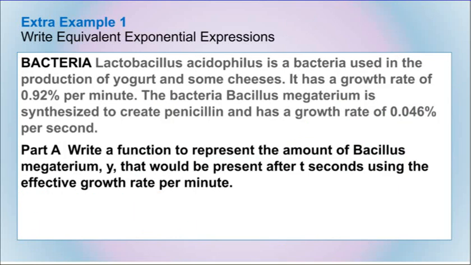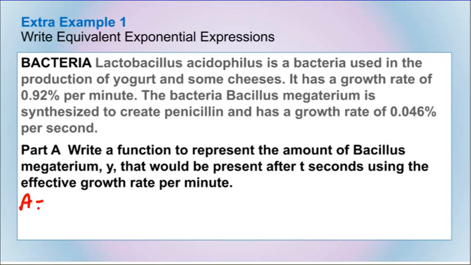Second example: Lactobacillus acidophilus is a bacteria used in the production of yogurt and some cheeses. It has a growth rate of 0.92% per minute. The bacteria Bacillus megaterium is synthesized to create penicillin and has a growth rate of 0.046% per second. For this one, we need to write a function to represent the amount of Bacillus megaterium, y, that would be present after t seconds using the effective growth rate per minute.